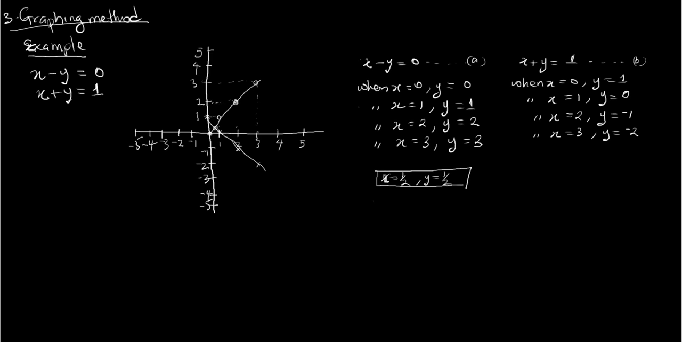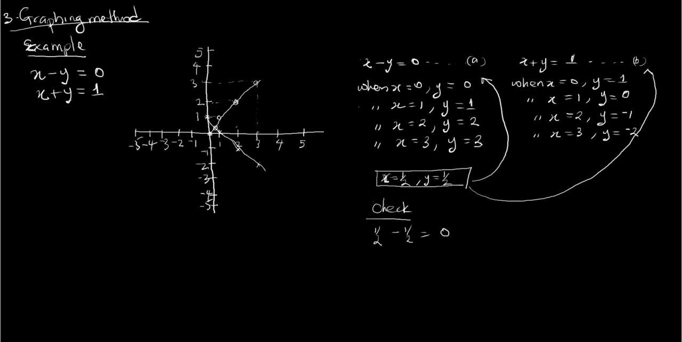If you do that in the first equation, we want to check very quickly. If you substitute the values of x and y into that equation, you're just going to get half minus half, which clearly is equal to 0. The same thing for the second equation, we're just going to get half plus half, which again is equal to 1. So both equations are satisfied with x equal to half and y equal to a half as well.